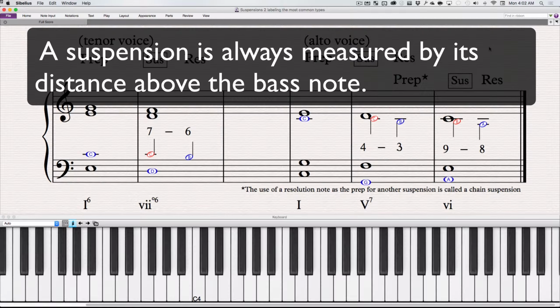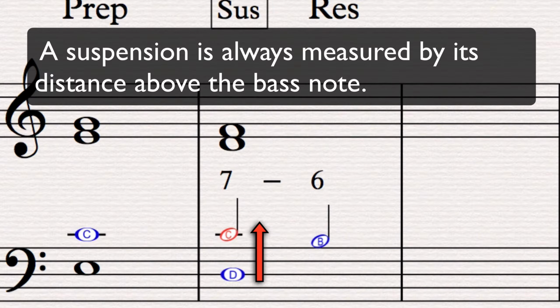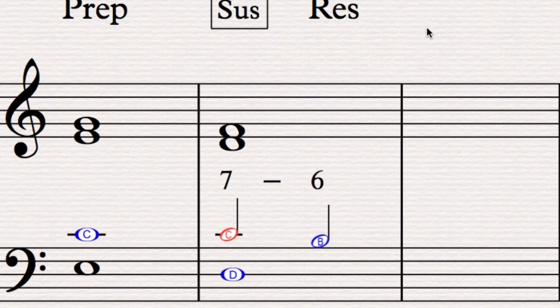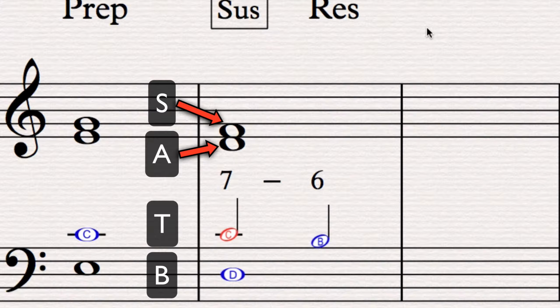Suspensions are always measured with respect to the bass note. So we only really have to have two notes to create a suspension. But more commonly, you'll find suspensions in a four-voice texture, a SATB texture, or soprano, alto, tenor, bass, vocal texture. And so we have them here in that type of texture.